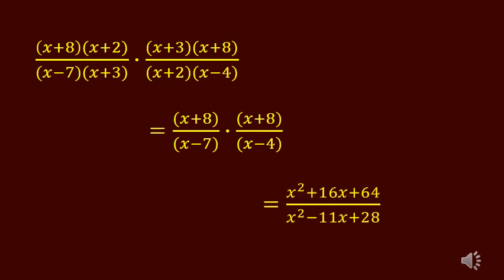The last step is just multiply everything out. Actually take x plus 8 times x plus 8. That gives you x squared plus 16x plus 64. And then take x minus 7 times x minus 4. You get x squared minus 11x plus 28. And that's my final answer. That's all you do with this.